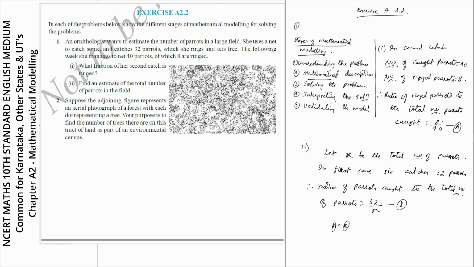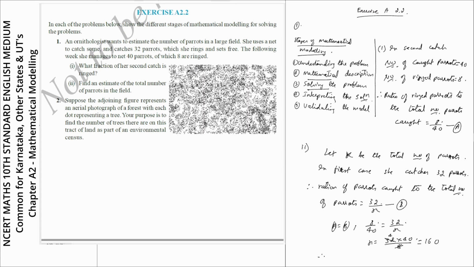So from here onwards, it is solving the problem, the third step of mathematical modeling. So A is equal to B, so equate it. 8 by 40 is equal to 32 by x. When we cross multiply, we get x is equal to 32 into 40 divided by 8. So 8 ones are 8, 8 fours are 32, and 4 into 4 is 16. So 160. So x is equal to 160.